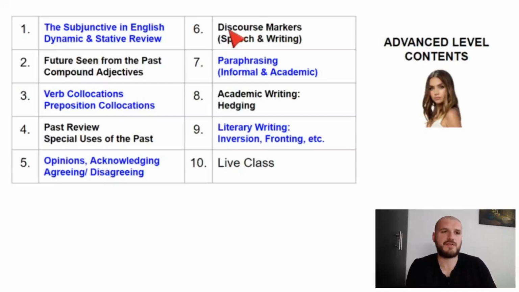Class number 6, we looked at discourse markers. So how to mark and divide your speech so that it flows nicely. Class 7, we looked at paraphrasing, how to paraphrase, informal and academic. In class 8, the last class, we looked at academic writing, specifically hedging, how to be neutral when you're writing or speaking in an academic setting. And today we looked at literary writing with inversion, fronting and so on. Not that you necessarily need to know how to do it, but so that you recognize it when you see it.